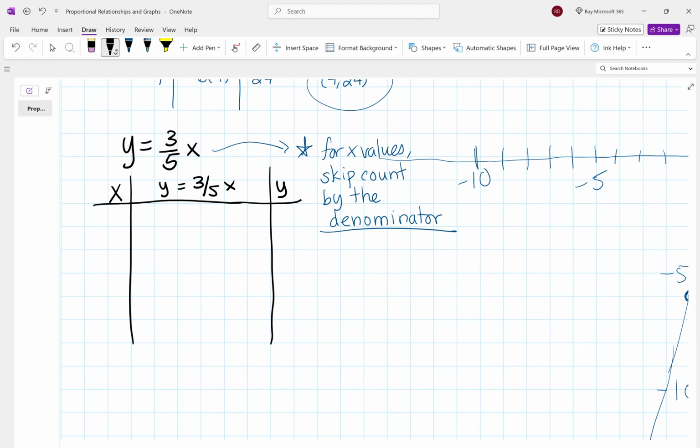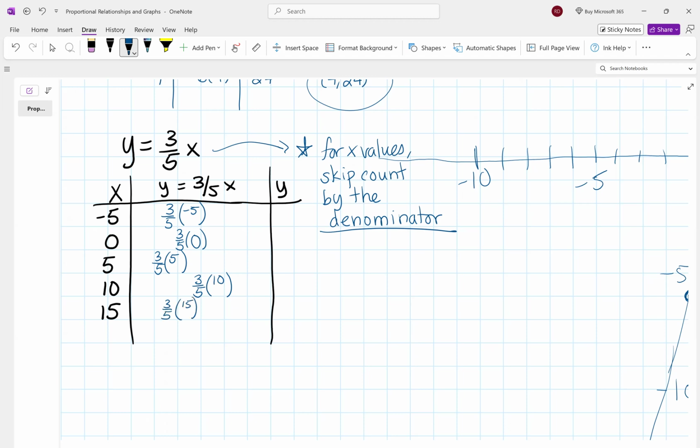And remember, we want at least one negative. So let's start with -5, then 0. And then if I keep counting by 5s, I would have 5, 10, 15. Okay. So then the next step is to use my equation to find the y values. So here I have 3/5 times -5. Here I have 3/5 times 0. Here I have 3/5 times 5. Here I have 3/5 times 10. Here I have 3/5 times 15.